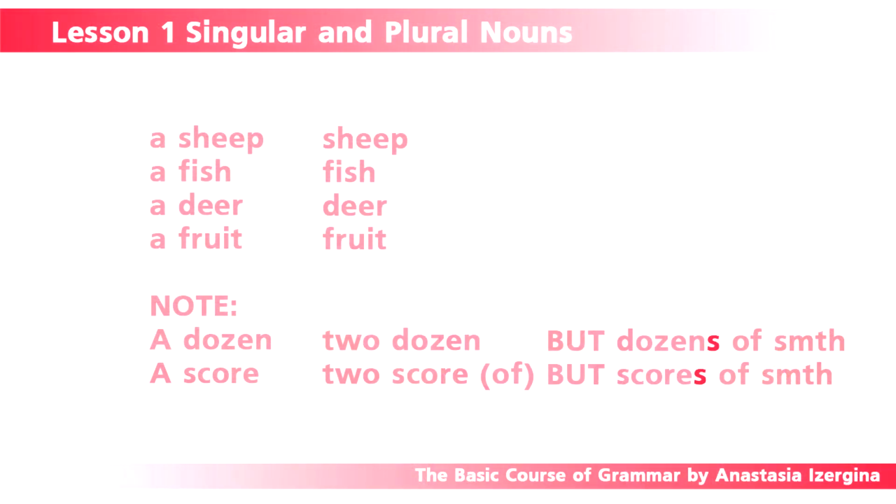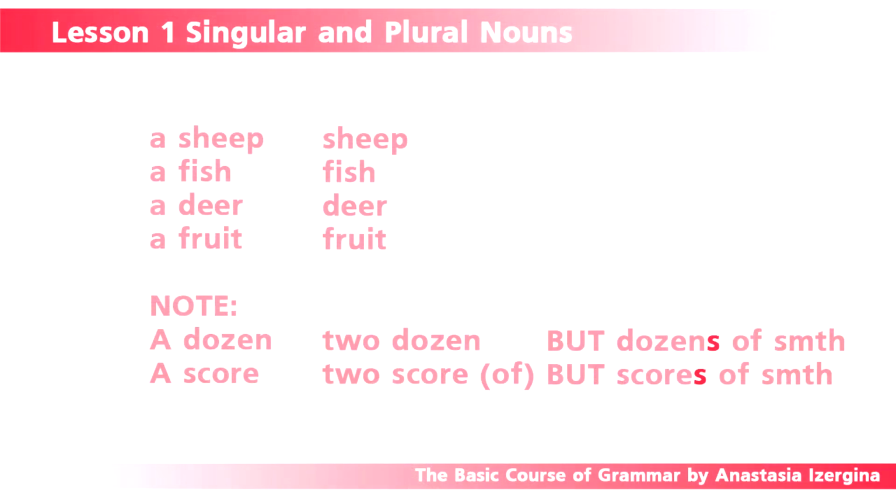Some nouns have the same singular and plural form, which means they don't change at all. You can understand if they are singular or plural just according to the context. A sheep, sheep. A fish, fish. A deer, deer. A fruit, fruit.